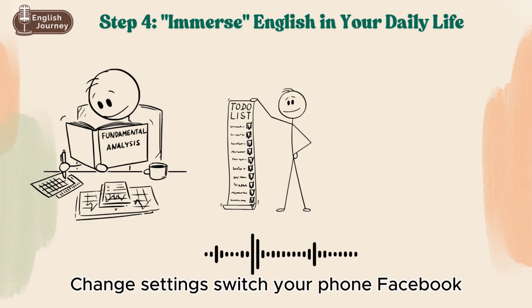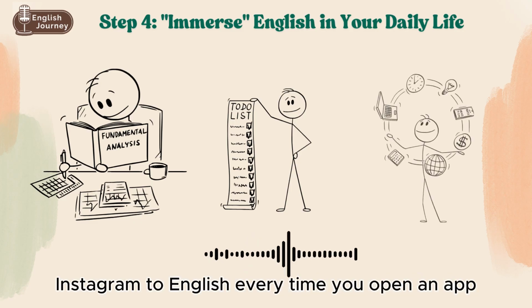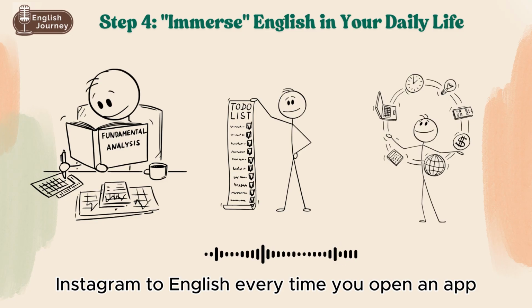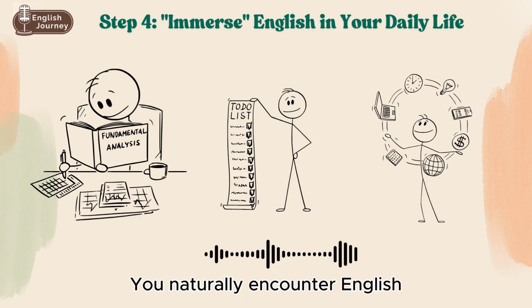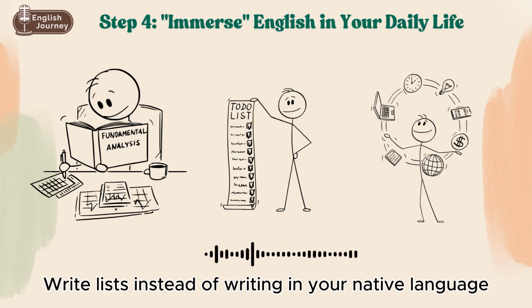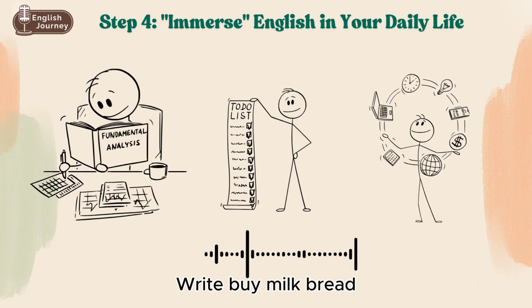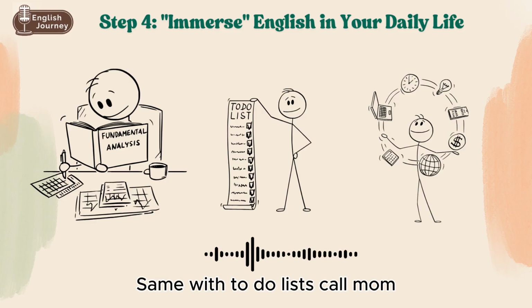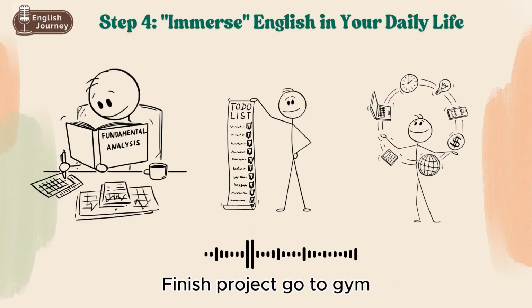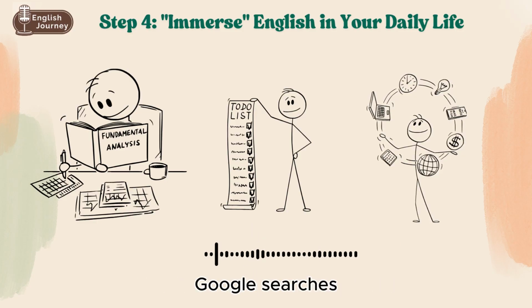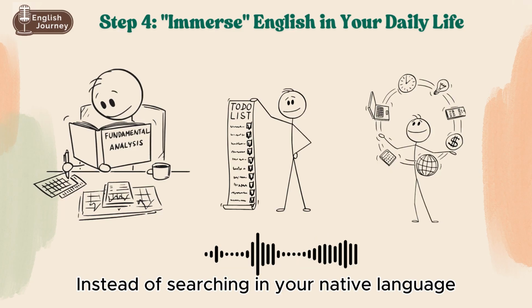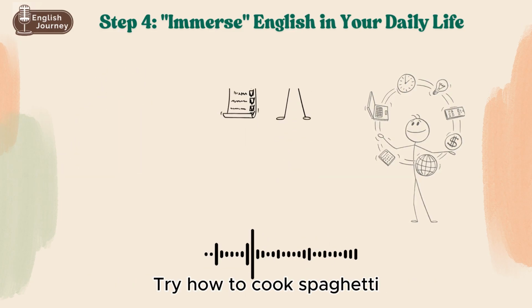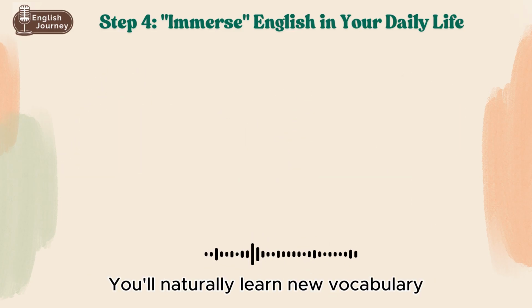Change settings. Switch your phone, Facebook, Instagram to English. Every time you open an app, you naturally encounter English. Write lists. Instead of writing in your native language, write buy milk, bread. Same with to-do lists: call mom, finish project, go to gym. Google searches: instead of searching in your native language, try how to cook spaghetti. You'll naturally learn new vocabulary.